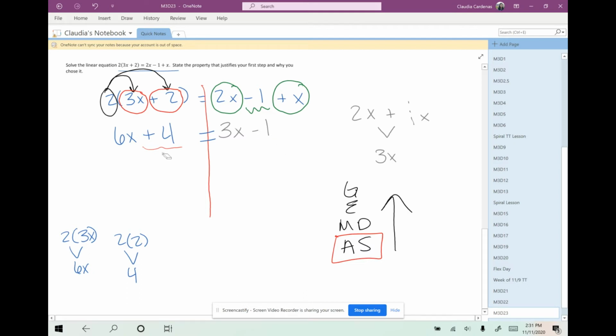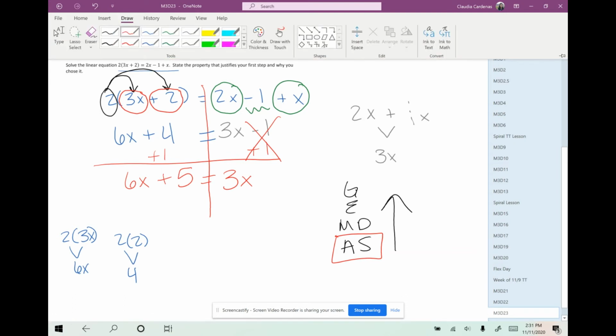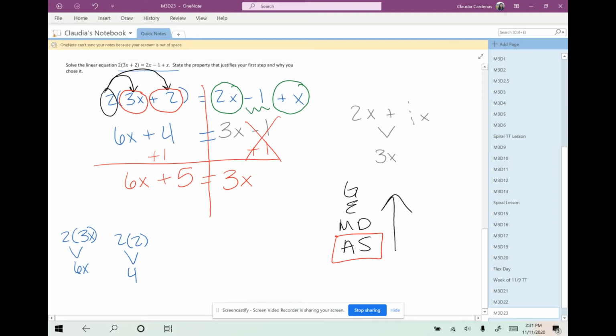So I'm actually going to get rid of the minus 1 first by adding 1 to both sides. Now keep in mind that again, I am not adding 1 to the 6x because these are not like terms. I can only add 1 to a number that was without a variable, and that would be that 4. So I am left with 6x, and then 4 plus 1 is 5, so 6x plus 5 equals 3x because these ones have canceled. They have equaled 0, so they are gone. Okay, so far so good.